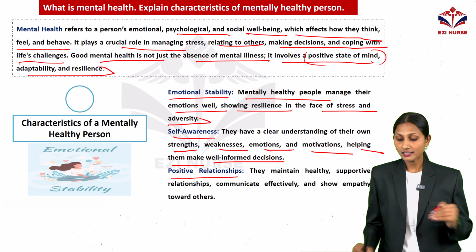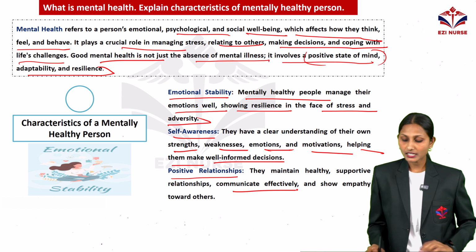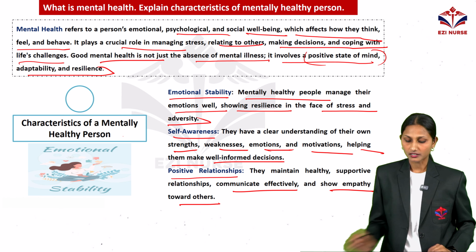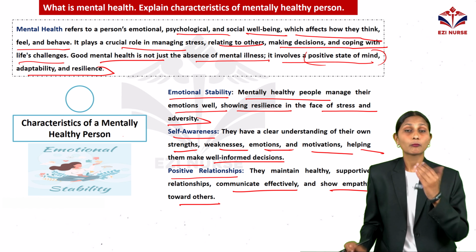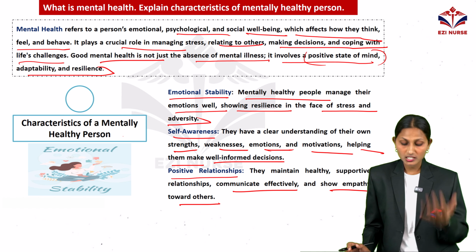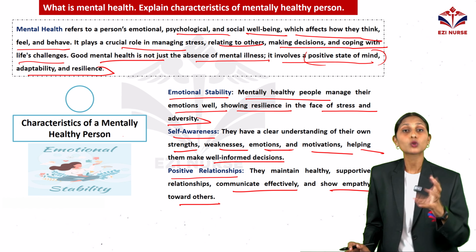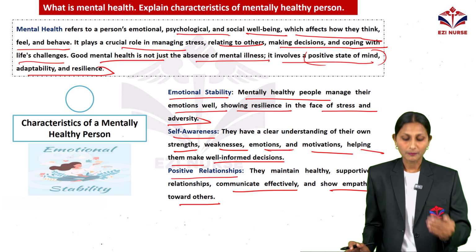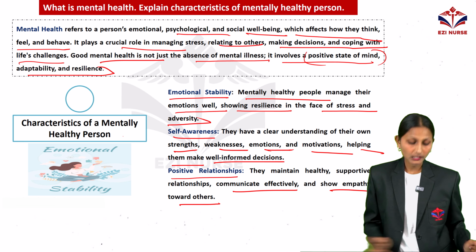Next one is positive relationships. They maintain healthy and supportive relationships, communicate effectively and show empathy towards others. They will try to maintain positive relationships with other people and they will never disrespect someone, and they will show empathy towards other people. That is the sign of a mentally healthy person.